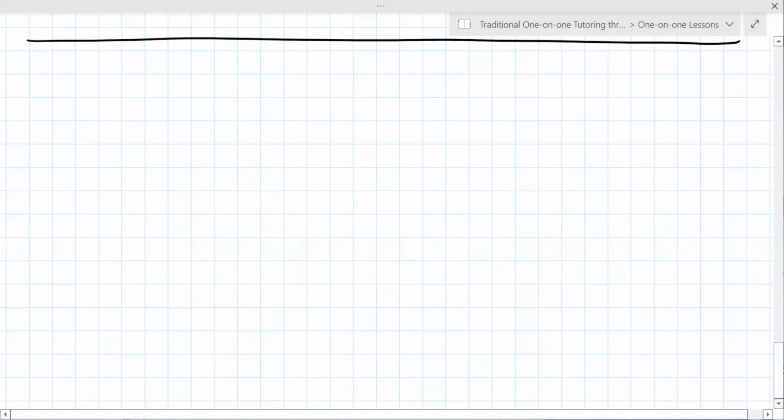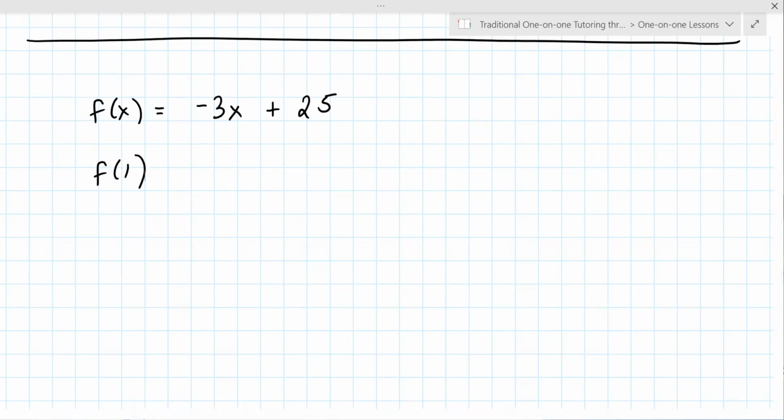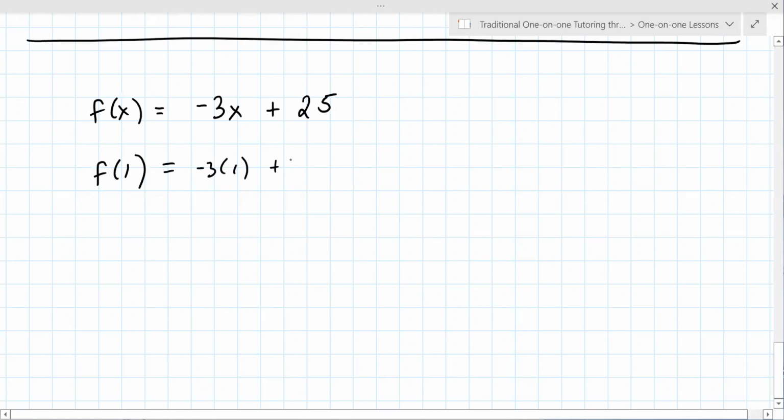Okay, let's try another one. New function this time. Let's say f of x equals minus 3x plus 25. Can you find f of 1, please? F of 1. Yeah. Negative 3, parentheses 1. That is going to be negative 3 plus 25. That is 22. It is 22. Very good. Awesome.